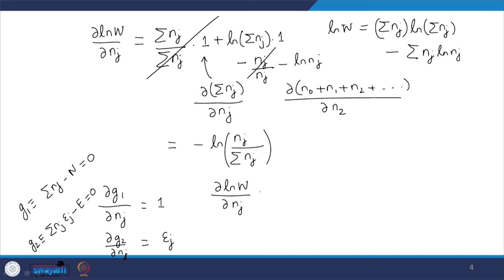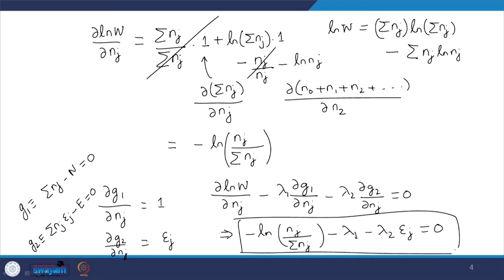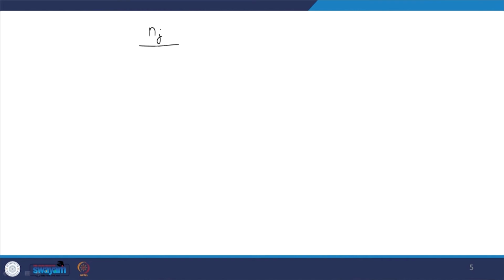So, therefore, the maximization expression that we have, dou ln w by dou nj minus lambda 1 dou g1 by dou nj minus lambda 2 dou g2 by dou nj is equal to 0. This becomes then minus ln nj by summation over nj minus lambda 1 multiplied with 1 minus lambda 2 epsilon j is equal to 0. Now, this expression I can write as an exponential because I can move ln to the other side, and therefore, what we get is nj by summation over nj is exponential of minus lambda 1 minus lambda 2 epsilon j. That is the most probable distribution in this case, for which the ln w is maximized.